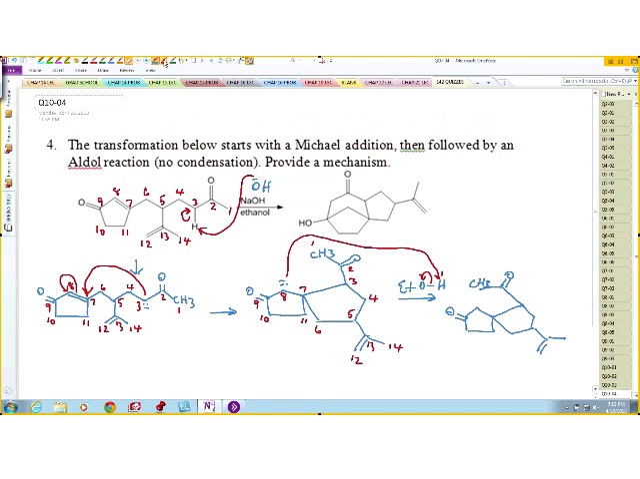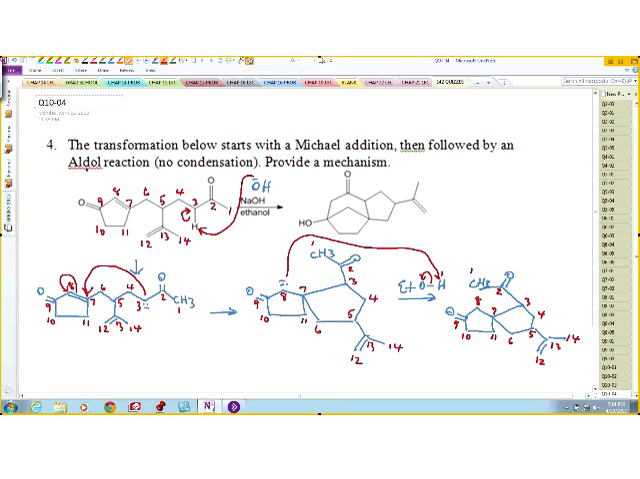Okay, so now if you want to follow the numbering, you see I have carbon 1 here, 2, 3, 4, 5, 6, 7, carbon 8 now is protonated. Now 9, 10, 11, and this is 12, 13, and 14. Okay? So now that we've done that, what will be the next step? Right now we've done the Michael addition. Now they also told us that we are going to do an Aldol reaction. So what will be the next step?